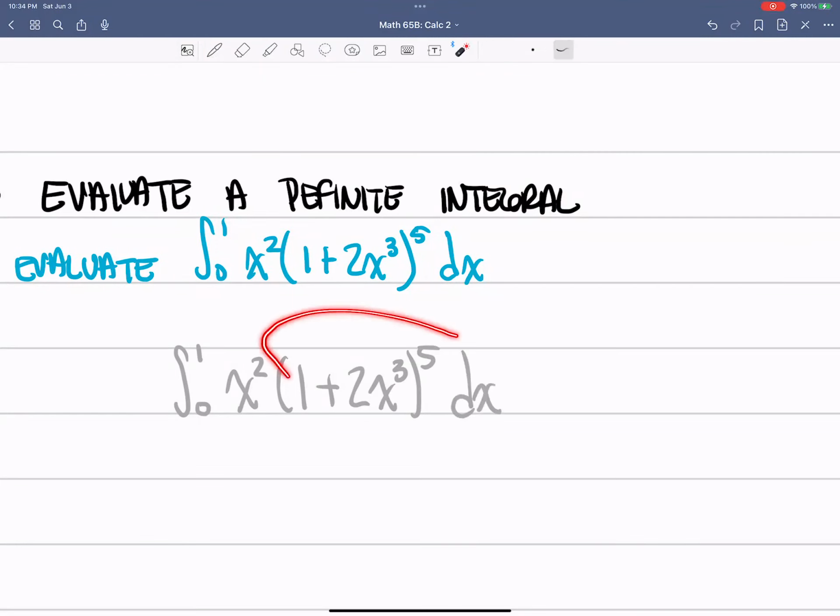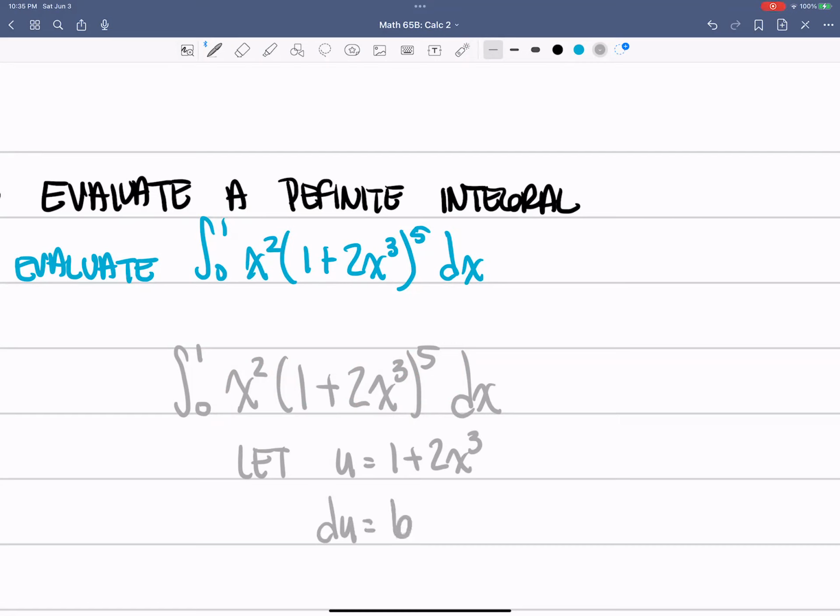Again, if you really want to, you could expand this part, distribute that into all of those different terms, or we could just use substitution if it works. Looking at this, the derivative of this part here does resemble something like this, just a multiple off. So we're going to let u equal 1 plus 2x cubed. That tells us that du is equal to 6x squared dx.